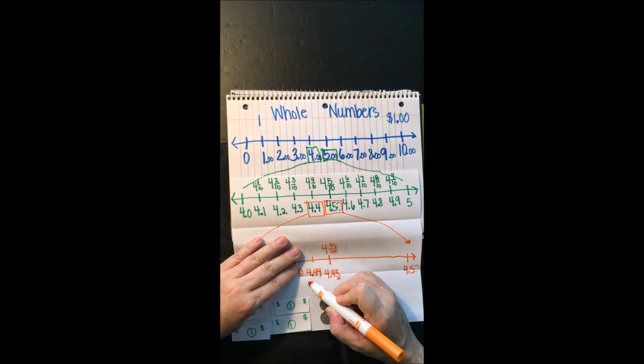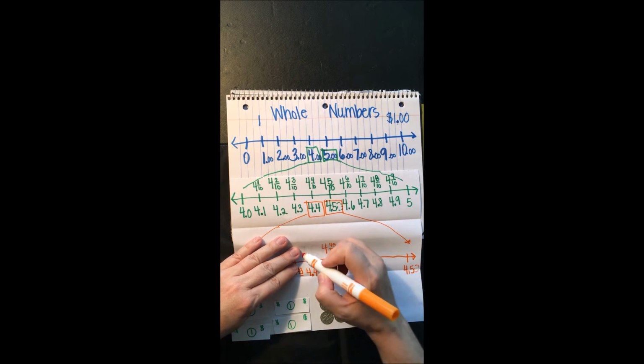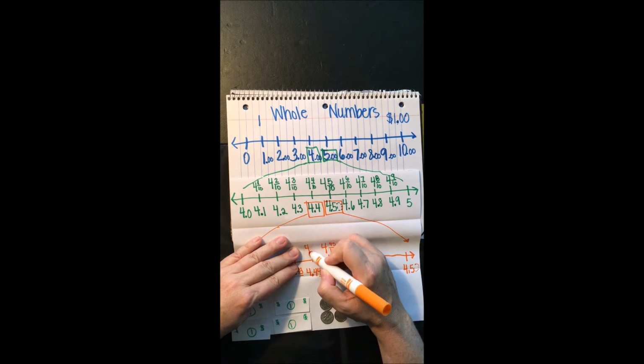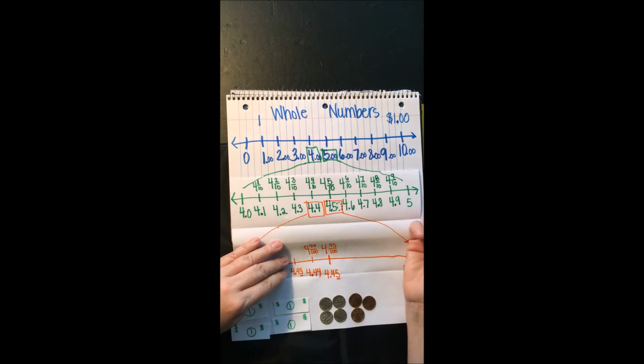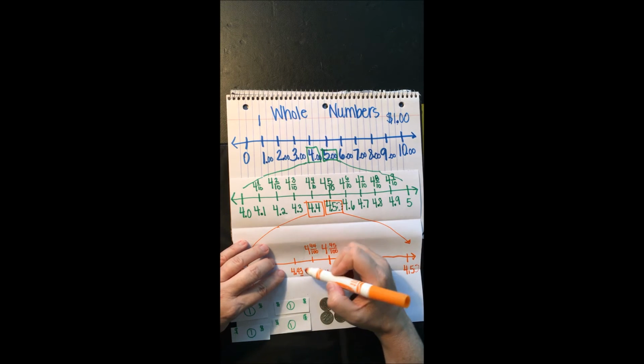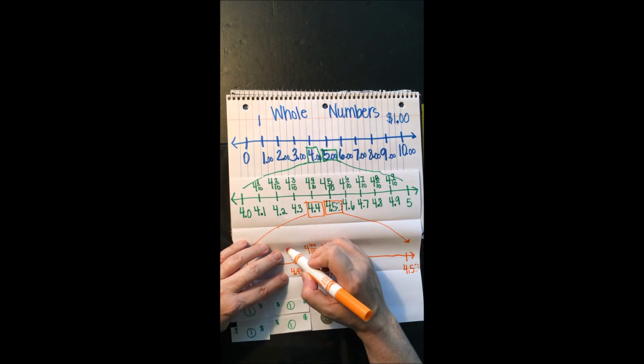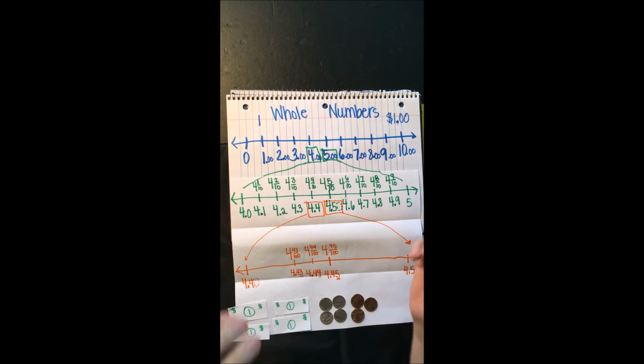Over here, I have 4 and 44 hundredths. So again, I write my fraction exactly what I say. I have 4 and 44 parts out of 100 total. Here, I have 4 and 43 hundredths. So I have 4 and 43 parts out of 100 total pieces. Now I can continue in this fashion.